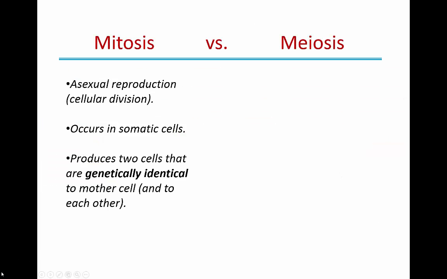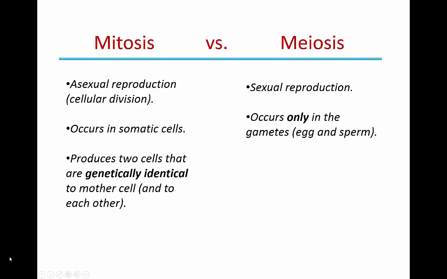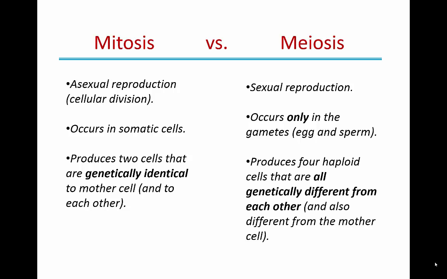So just to compare and contrast what happens during mitosis to what happens during meiosis, meiosis is sexual reproduction. At the end of meiosis, you end up with gametes. This would be the egg and the sperm in animals. These cells have a haploid number of chromosomes, or a 1N number of chromosomes, and very importantly, every single one of those is genetically different from each other, and they are also different from the mother cell that produced them.